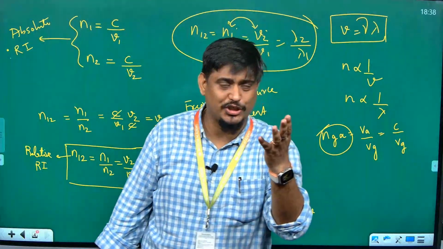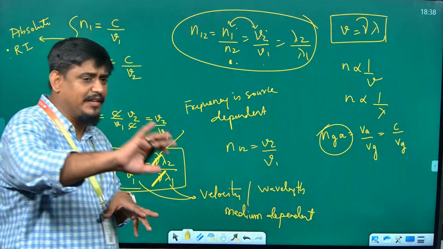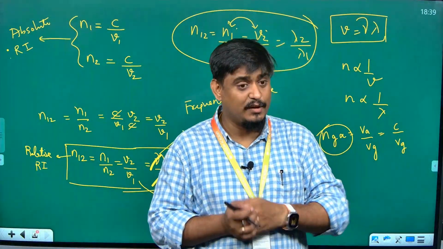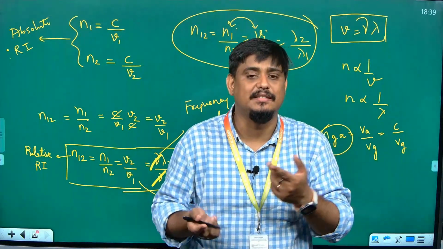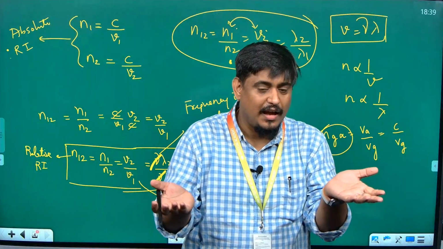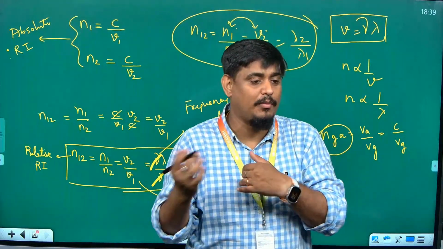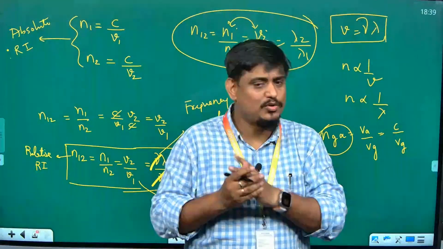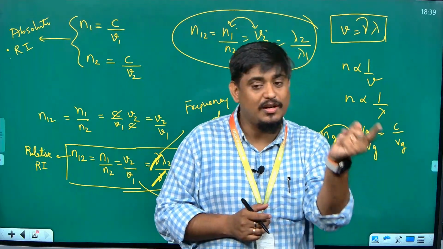So if I ask you a question that light is entering from refractive index 1.2 to refractive index 1.6, its velocity will increase or decrease? It is entering from 1.2 to 1.6. Its velocity will increase or decrease? Decrease. Obviously decrease. And if I ask you whether it will bend towards normal or away from normal, what will be your answer? Towards, obviously, because it is moving from a rarer medium to a denser medium.